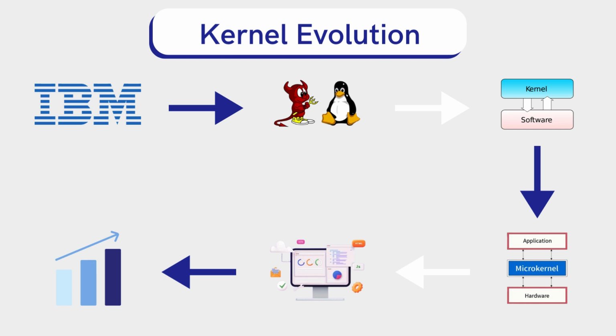Optimization and specialization. Recently, they made kernels better for special jobs like small computers and things that are always on the internet.